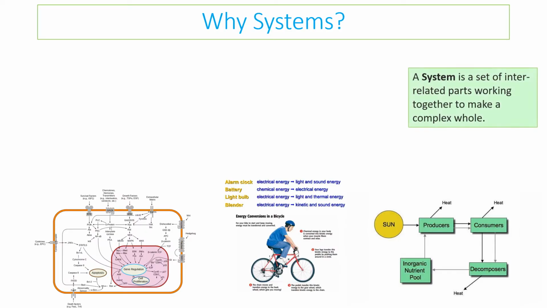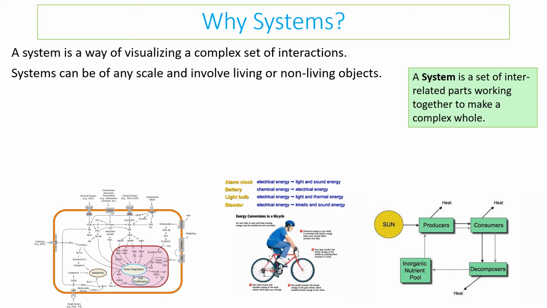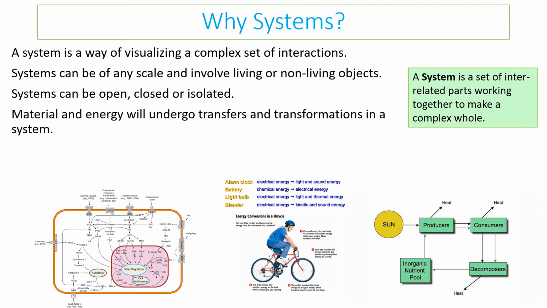So what is a system? Well, a system is a set of interrelated parts that work together to make a complex whole. So, a system is a way of visualizing, therefore, a complex set of interactions. Systems can be of any scale, so it could be a bike, for example. It could be the Earth itself. And systems can be what we call open, closed, or isolated, which we'll look at more in a moment.